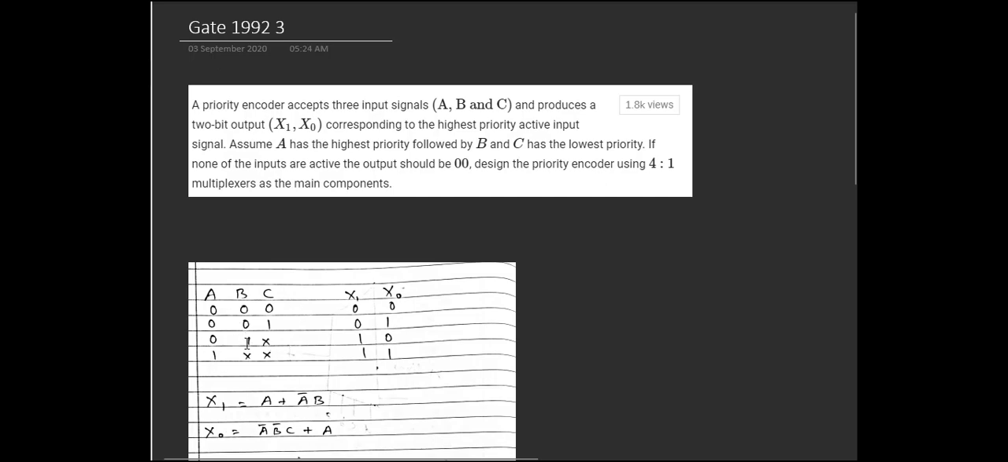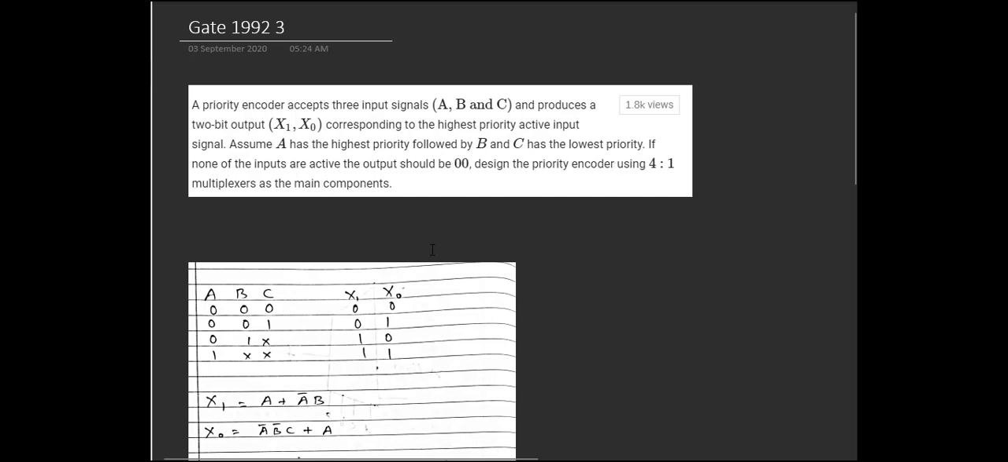And similarly, B has priority greater than C and less than A. So whatever C is, if B is 1, then the priority should be on B. And if C is 1 and others are 0, C anyway has the least priority, so a code will be assigned to that. Now, how the code is assigned, we will see here. If none of the inputs are active, then the output should be 0, 0. Design a priority encoder using a 4:1 mux.